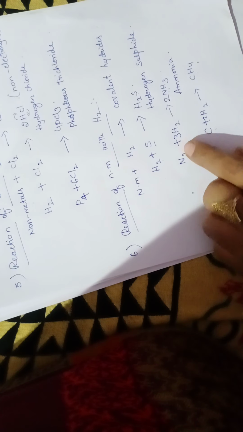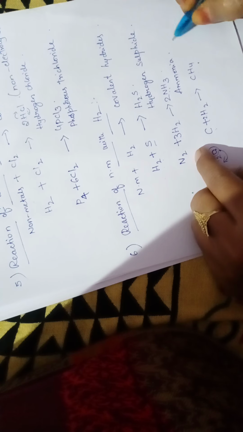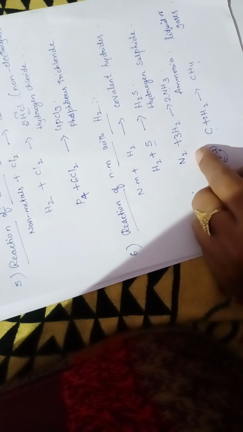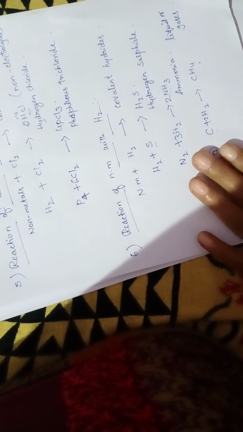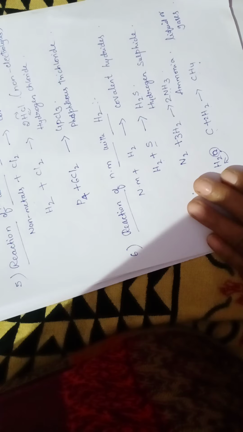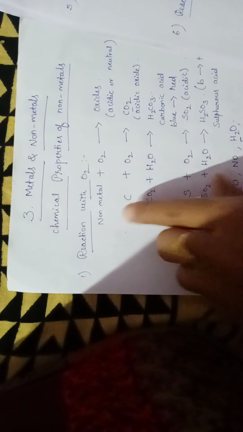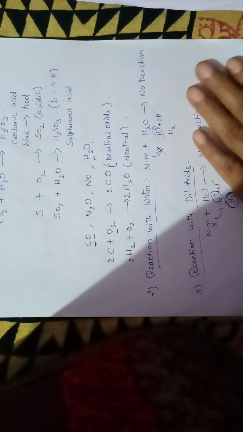Non-metals are generally in either liquid or gaseous state. As they do not contain any ions, they are unable to conduct electricity. Clear, children? So these are the chemical properties of non-metals. First is reaction with oxygen, where they form either acidic or neutral oxides. We have seen some acidic oxides and some neutral oxides.